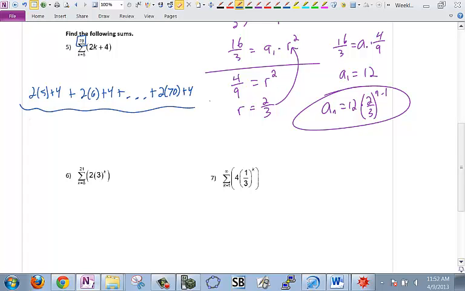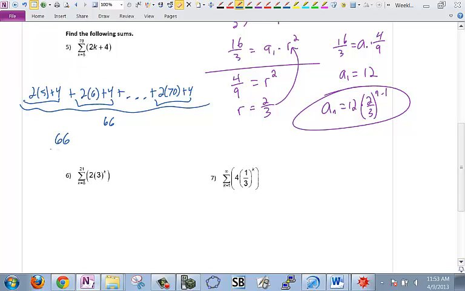How many total numbers are we adding together here? 66, right? 70 minus 5 is what? 65. But that's calculating how far apart, how many distances between numbers there are. There's actually 66 numbers being added. Right, and that would be true if that bottom number was 1.